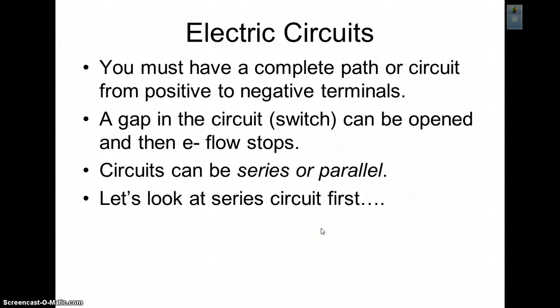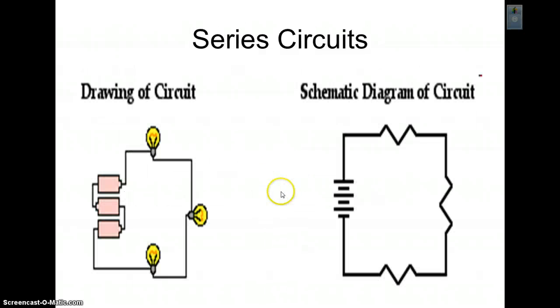Okay, for an electric circuit, you have to have a complete path or circuit from positive to negative terminals, and a gap in that circuit can be opened and the electron flow stops. Circuits can be parallel or series, and we'll look at the series circuit first.